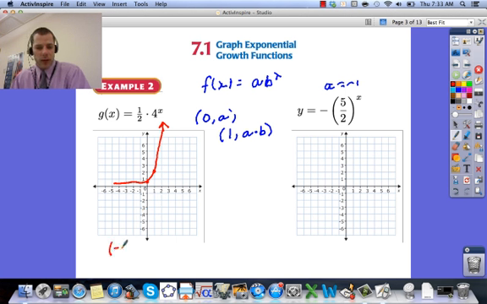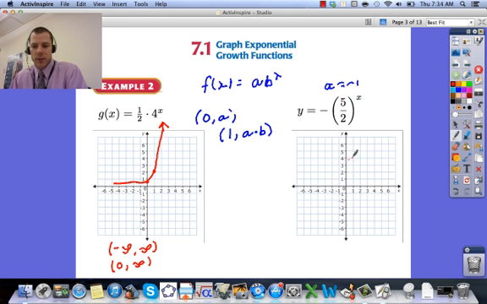Again, the domain, all real numbers. Range, 0 to infinity. Y is greater than 0. It doesn't change. Now here is where we're going to change the range. Okay, a affects the range. So we can still use this idea 0 comma a.